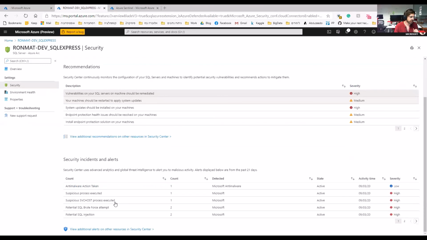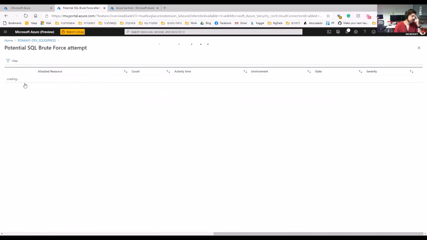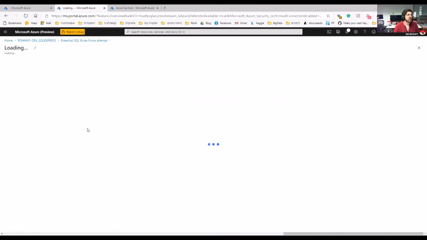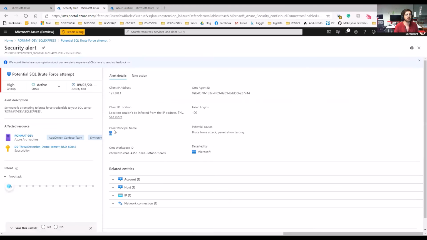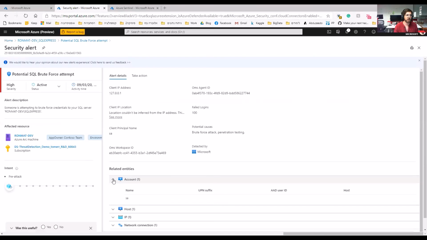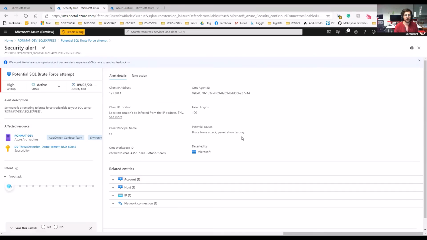Now that we saw our recommendation, let's go back to the alerts. We see here an alert that states potential secret brute force attempt. I guess it has something to do with the SA that we saw before. I click on that alert, click on the attack from today, and as expected, we can see that someone tried to breach the machine with the SA client. We can see that it tried 100 logins and failed, and we can see here other entities like the account and the host of the attacker, which will in the future help me to pivot and try to understand the whole attack.